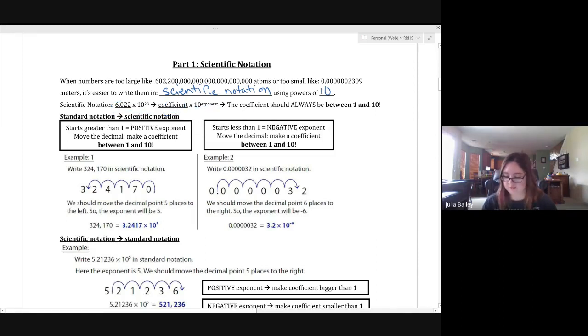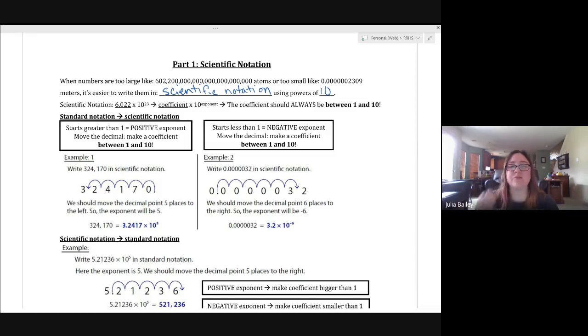The coefficient should always be between 1 and 10. So whatever that little front number right there is, that's called your coefficient. That should always be a number between 1 and 10. If it's not between 1 and 10, then you wrote your scientific notation wrong. It's like a literal rule of scientific notation. So you can change standard notation numbers, meaning basically normal numbers, from standard notation to scientific notation.